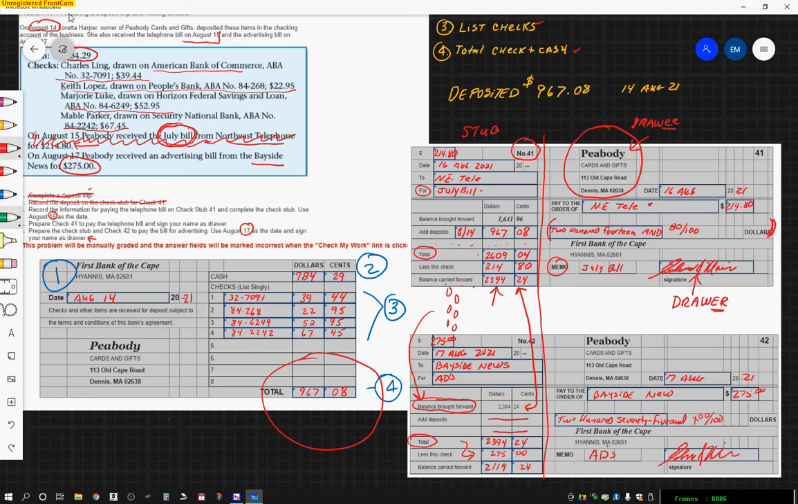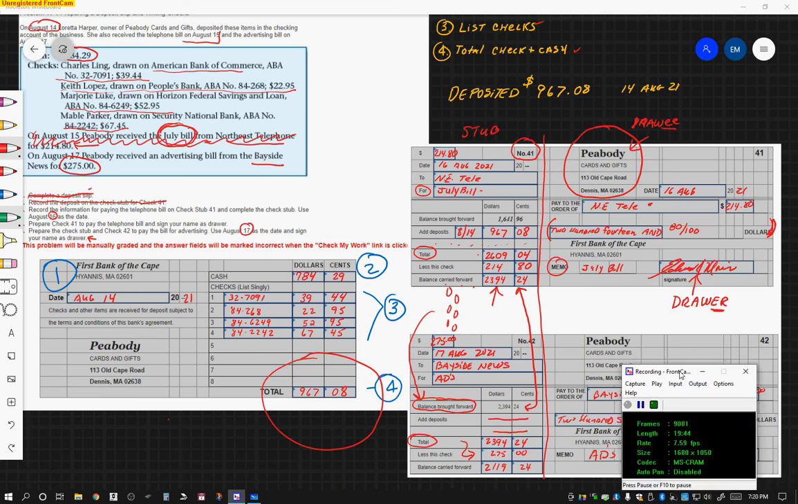That concludes 11-1, preparing a deposit slip and writing checks. So this is just a real simple one, and we're going to get a lot more complicated as we move forward. Let's see how much time I took of you. 19 minutes and 44 seconds. Congratulations. I just took up 19 minutes of your life.